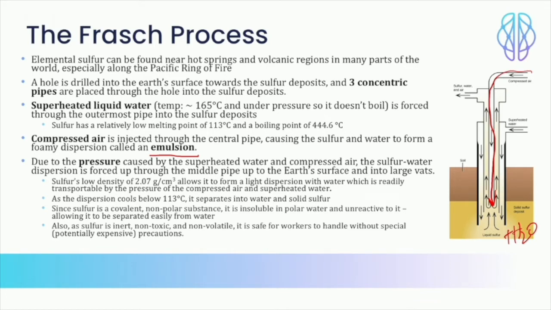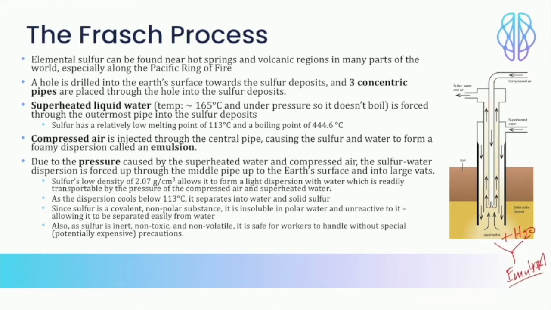A good example of this is like oil and water. If I mix oil and water together and allow it to settle, it forms two layers. However, if I mix it vigorously, you get an even dispersion of the oil in the water, and that's exactly what's happened. By forcing compressed air through the middle pipe, it kind of emulsifies that liquid sulfur and water, so you get an even distribution of that liquid sulfur throughout that water.